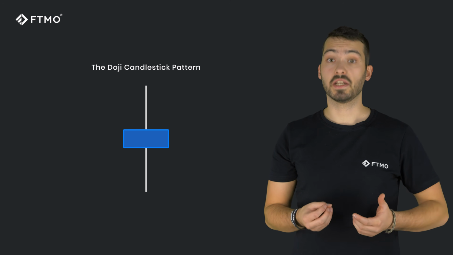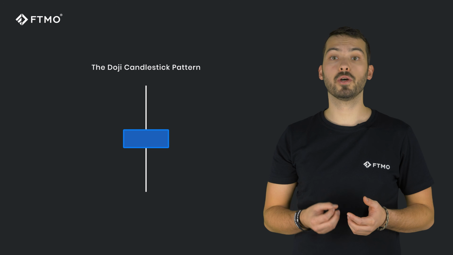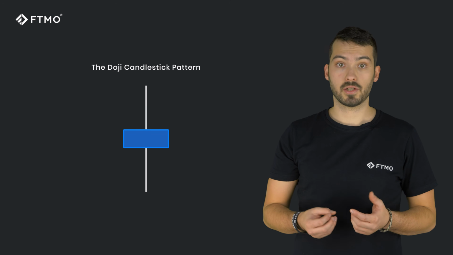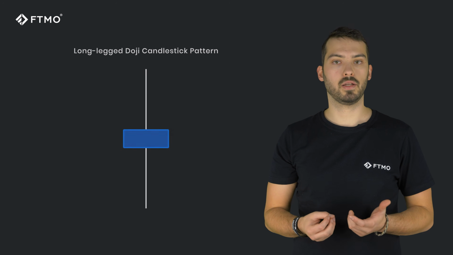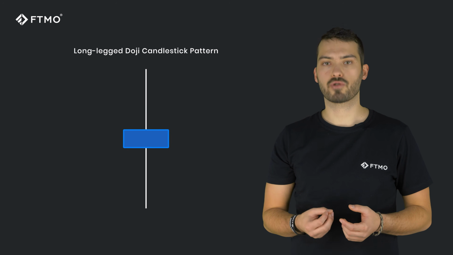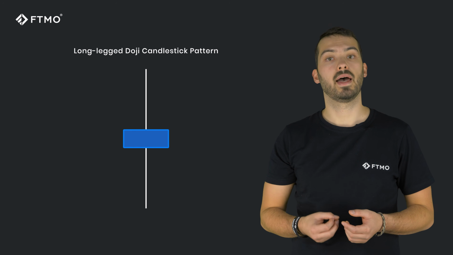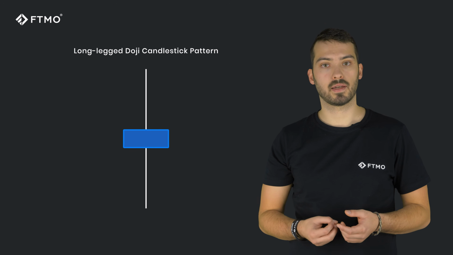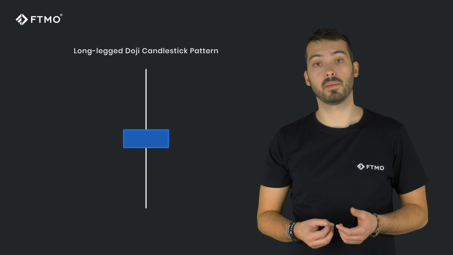Although doji is an indecision candlestick pattern, there are three different variations which are going to help us make more educated trading decisions. There are long leg doji, Gravestone doji, and Dragonfly doji. A long leg doji is very similar to the spinning top candlestick. Compared to a regular doji, it is a much more dramatic candle with long upper and lower wicks. It signals indecision in the market and a possible reversal in play.